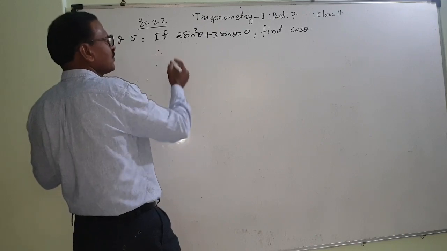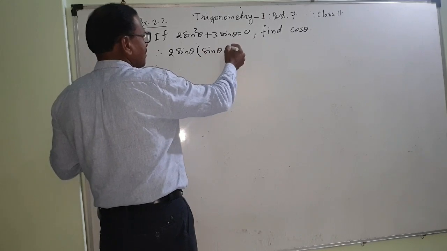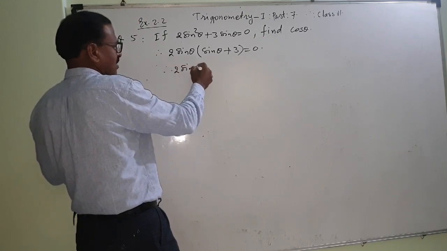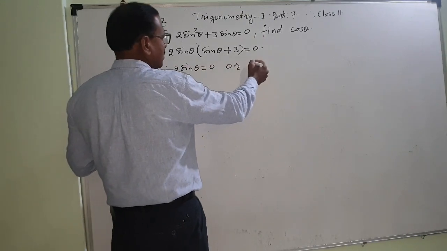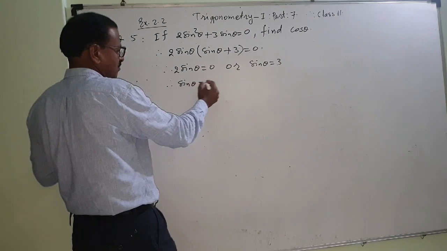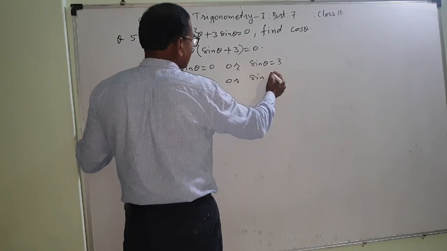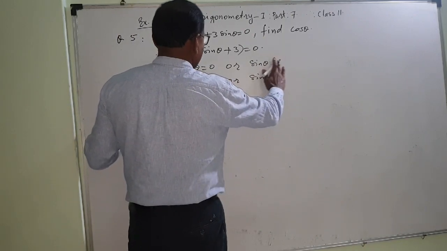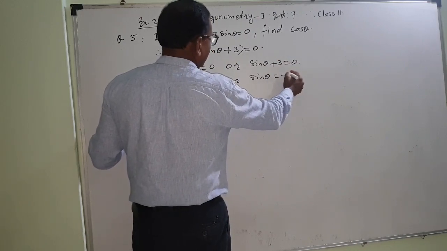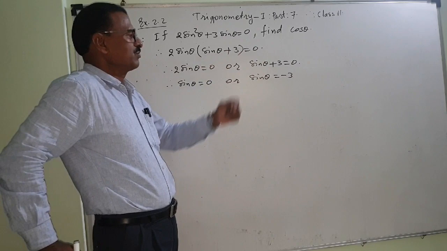So therefore 2 sin theta is common. Into bracket, what remains is sin theta plus 3 is equal to 0. Therefore 2 sin theta is equal to 0, or sin theta plus 3 is equal to 0. Therefore, sin theta is equal to 0, since 0 upon 2 is 0.